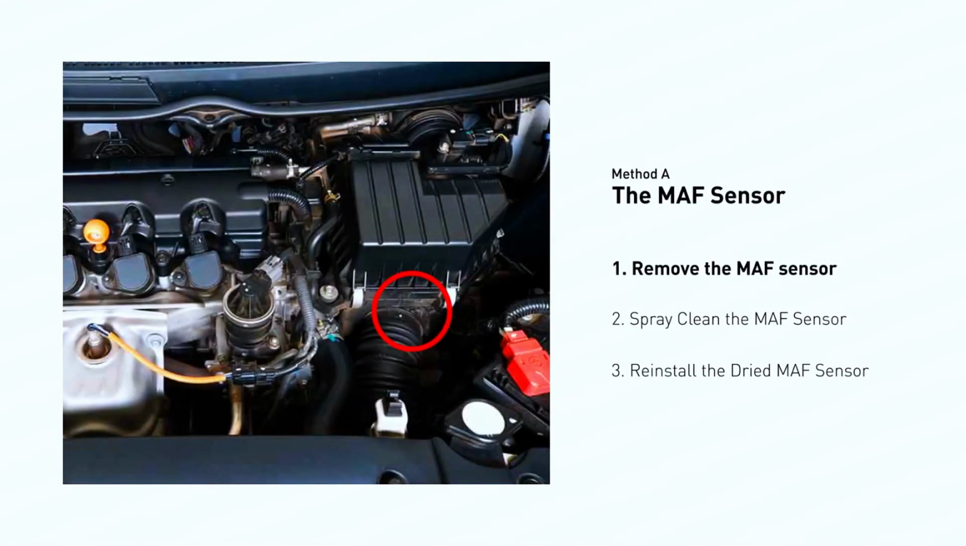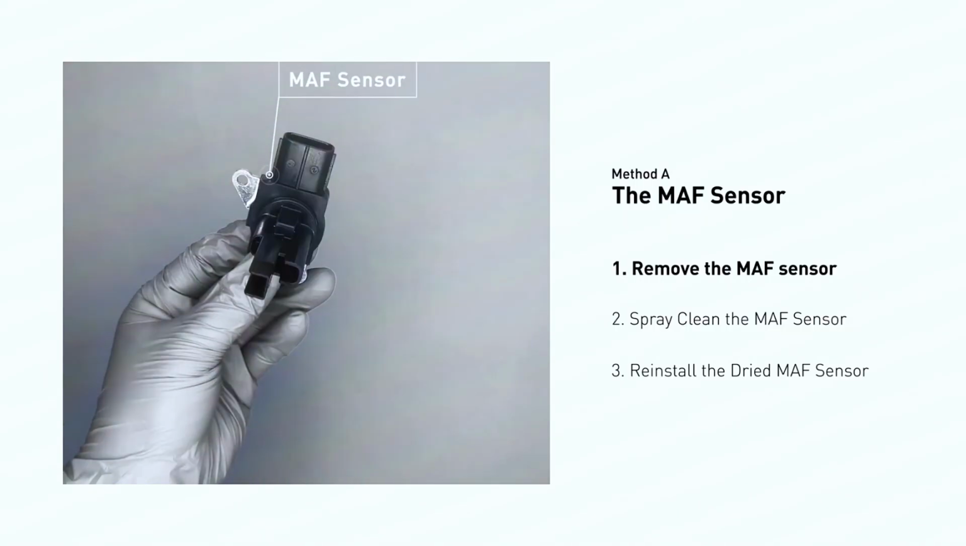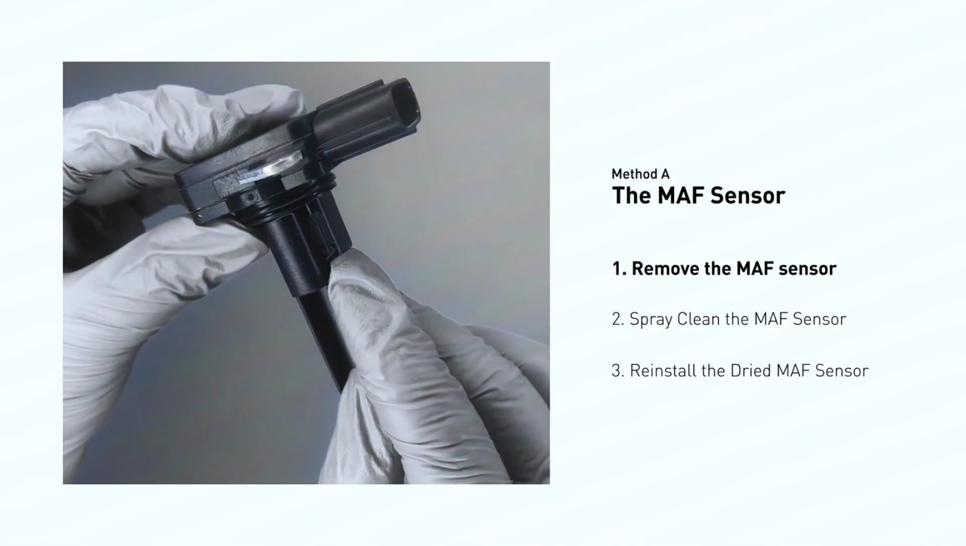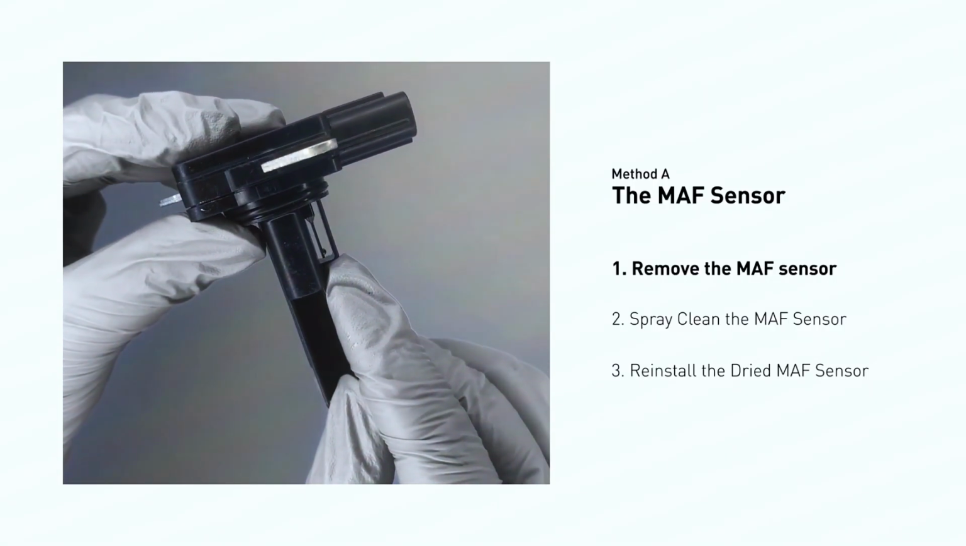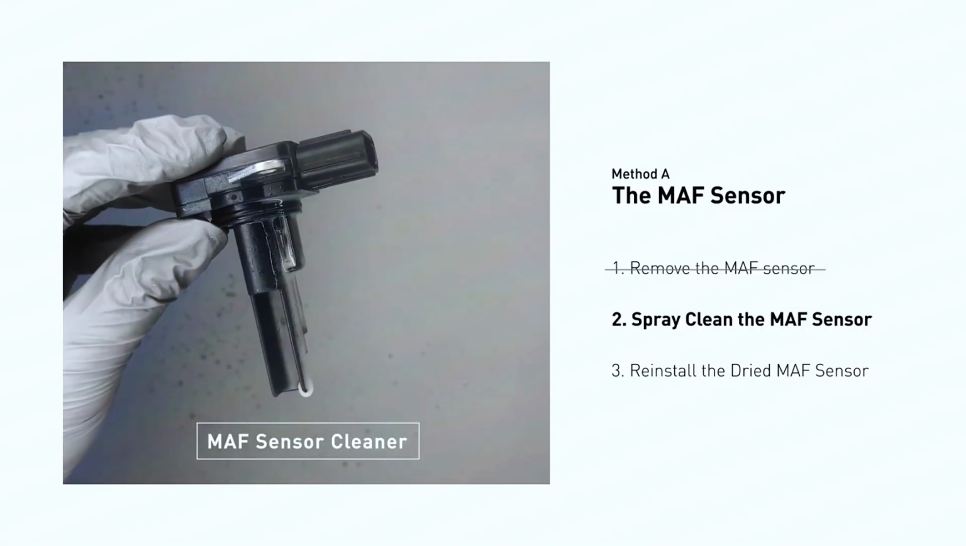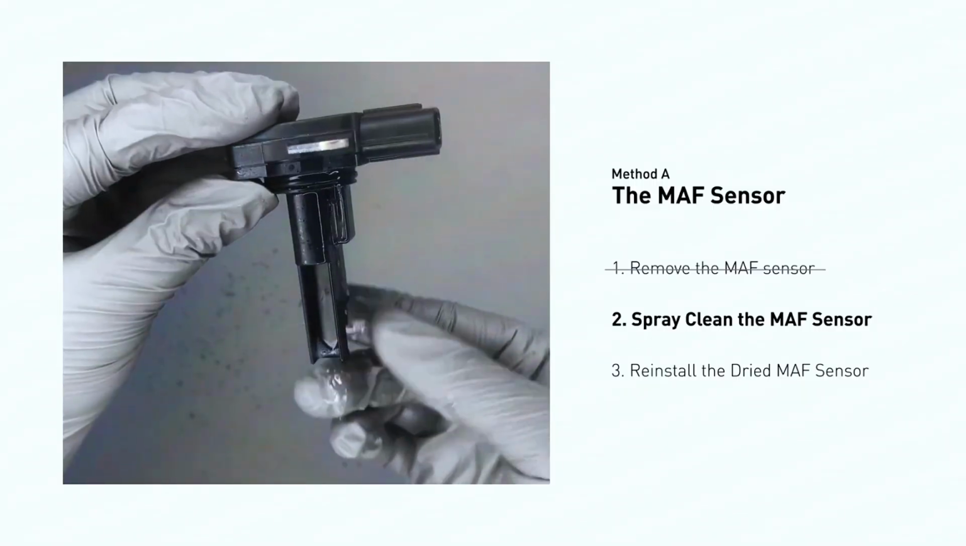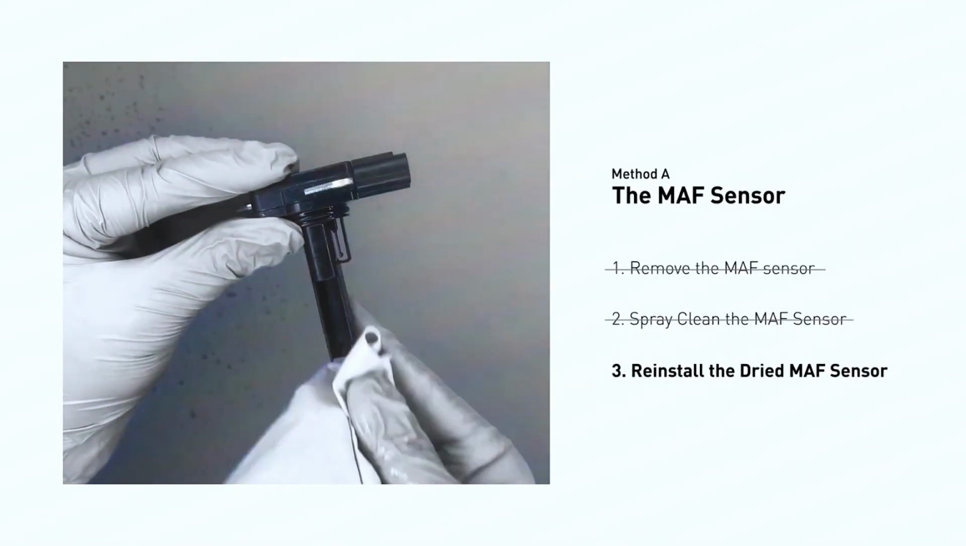MAF sensors are located between the air filter and the throttle body. Carefully remove the MAF sensor from your car and do a quick inspection around. The wire inside often gets dirty and needs to be cleaned. You can spray the MAF sensor cleaner onto the wire, perpendicular to the ground, so that it won't damage the MAF sensor. Reinstall the MAF sensor back in the car after it gets dry.